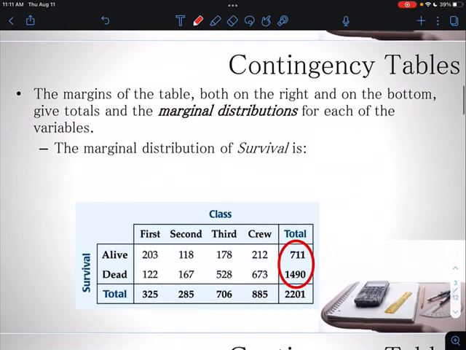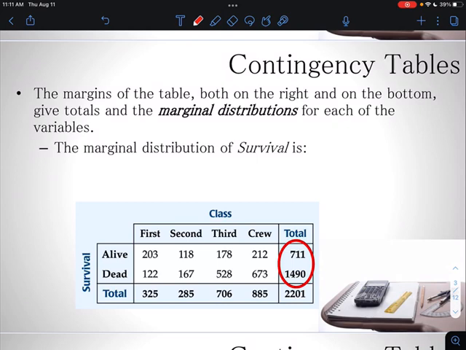So the first thing we talk about with these contingency tables is our marginal distributions. With the marginal distribution, what that essentially does is have us separate the variables. So if it says, what's the marginal distribution of survival, we see highlighted in red here what that looks like. If I forget class altogether, I don't care about first, second, third class, or crew, I'm just saying, did someone survive or not? I'm taking that variable of survival and separating it from the other. And so we can see that 711 survived, 1,490 didn't.